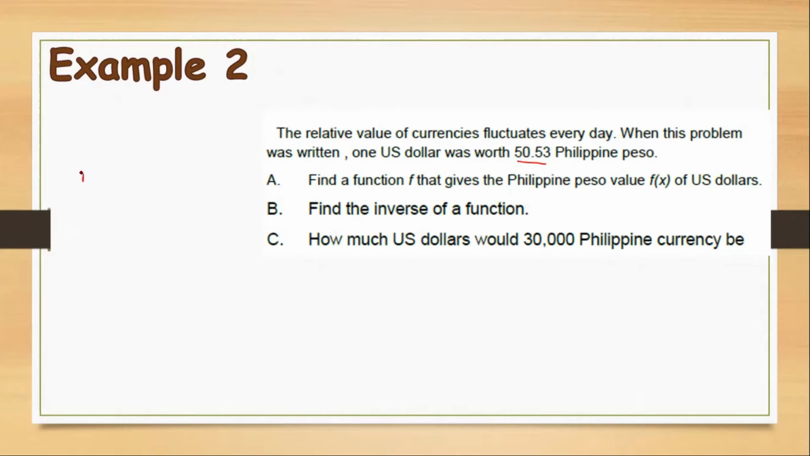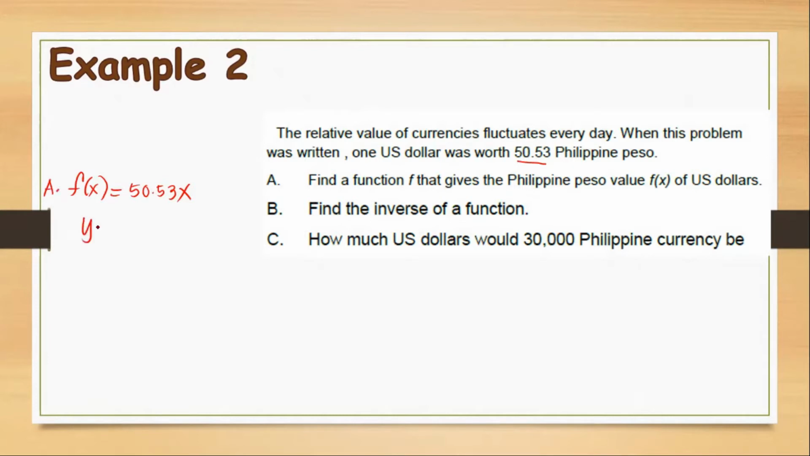So the Philippine peso value will be f of x equals 50.53 multiplied by the number of US dollars. Then next, we have to find the inverse of the function. So this is for letter A.